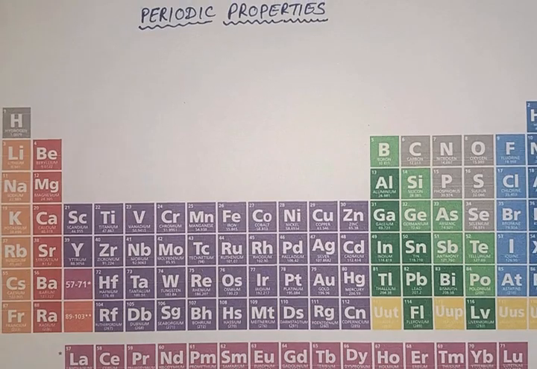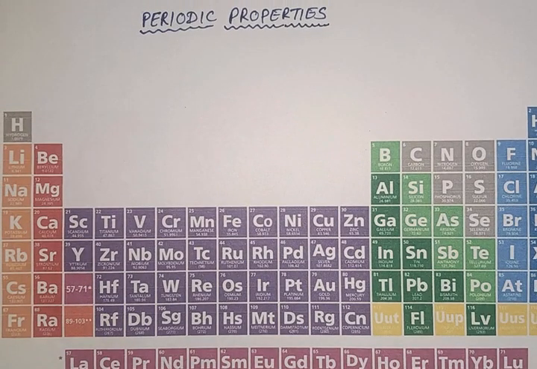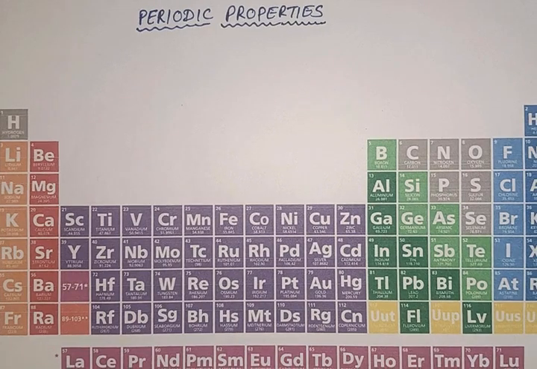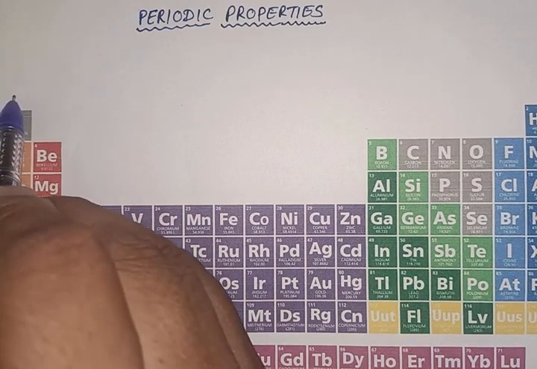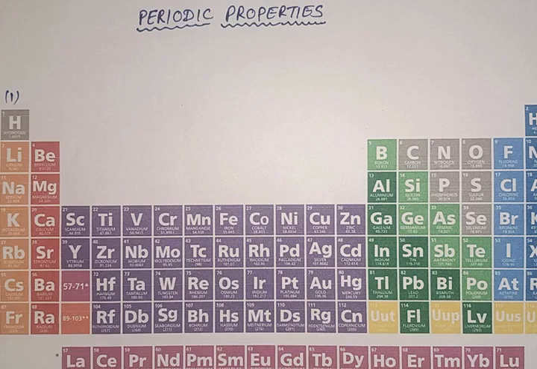The next unit that we will start is the periodic properties. This is the periodic table, or this is the modern periodic table. In the modern periodic table, there are 18 vertical lines. This is the first vertical line. This is also called group number 1.